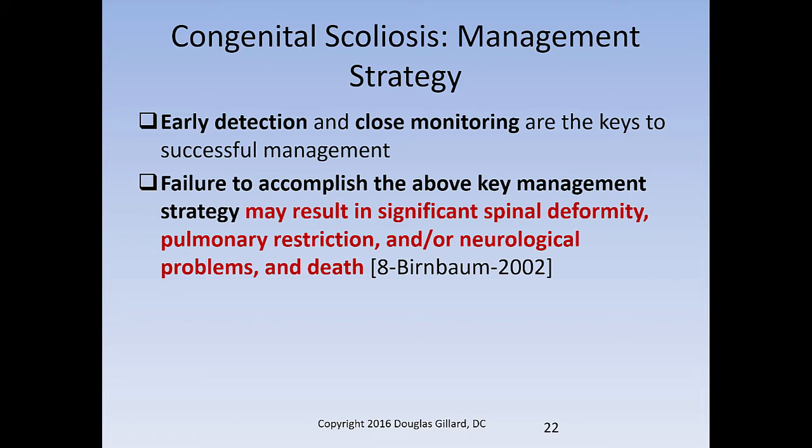Strategy. Early detection and close monitoring are the keys to successful management. Remember, the pain on these things is kind of a secondary thing. We're more worried about having a dangerous curve that gets to over 100 degrees when you're not paying attention, and you can injure the patient's lung, or they could even die. So you've got to keep an eye on that. Failure to accomplish the above strategy may result in significant spinal deformity, pulmonary restriction, neurological problems, and even death.